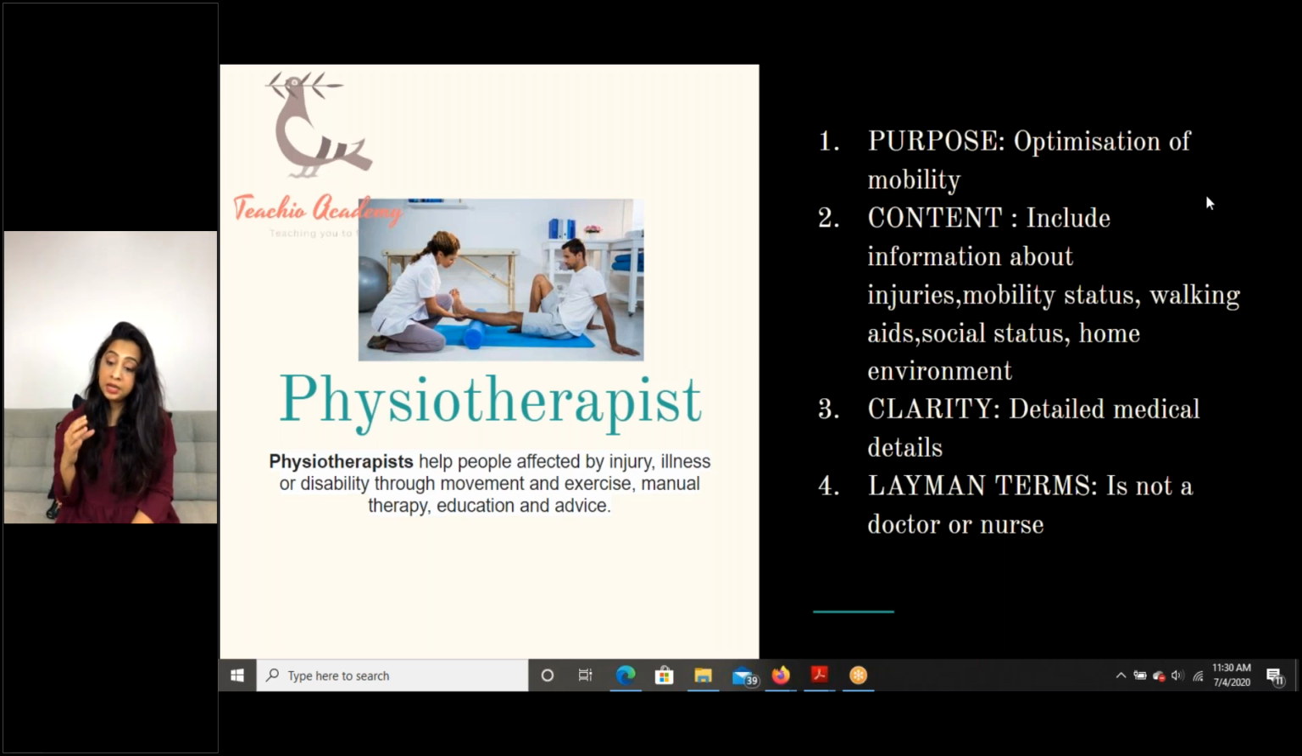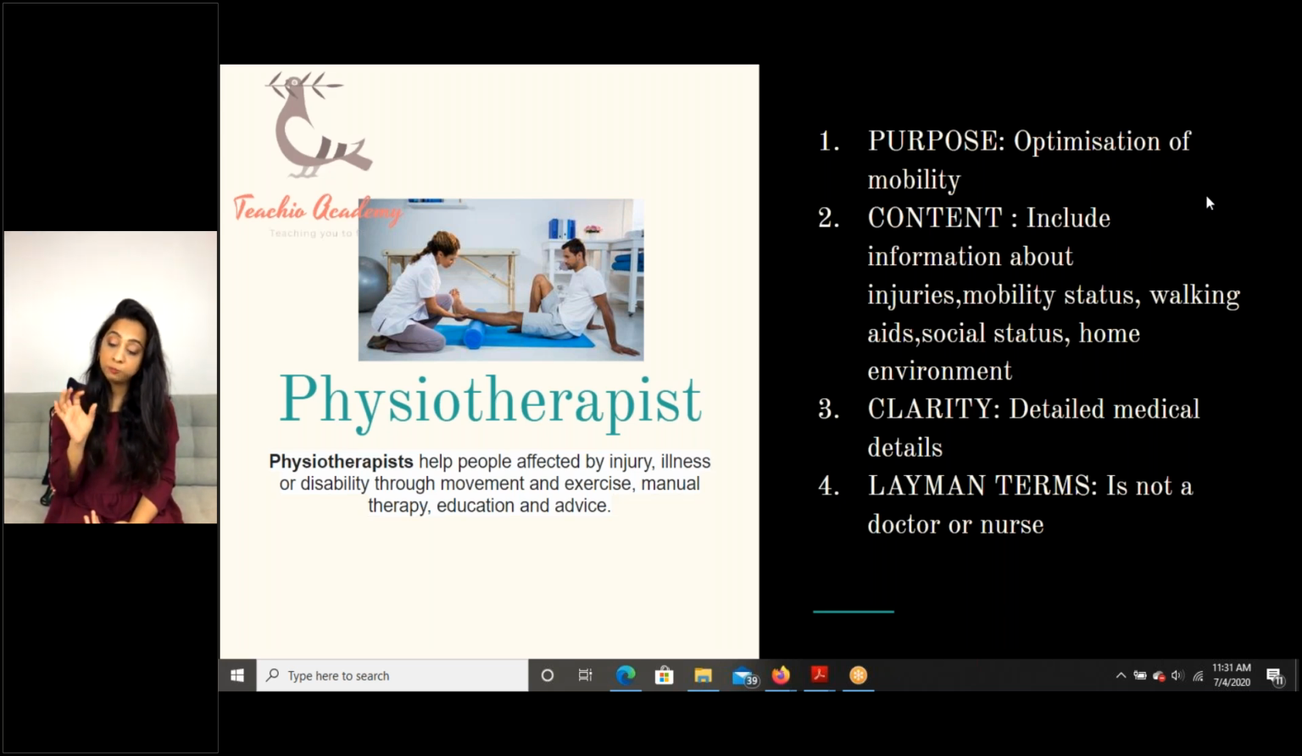Clarity. Clarity is about the information that you don't want to include for a physiotherapist. That's going to be any detailed medical information, any medication history. This patient is on metformin, gliclazide, aspirin. The physiotherapist doesn't want that because they're not really going to be dealing with this patient's medication. So if you include medication history, the OET is going to penalize you.